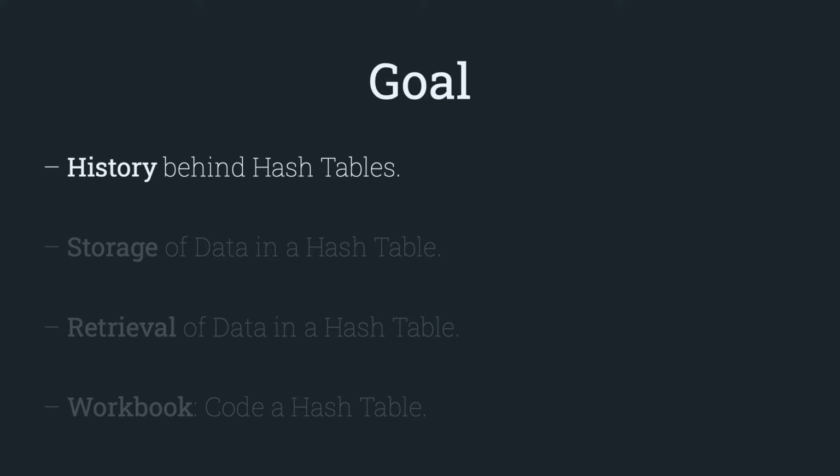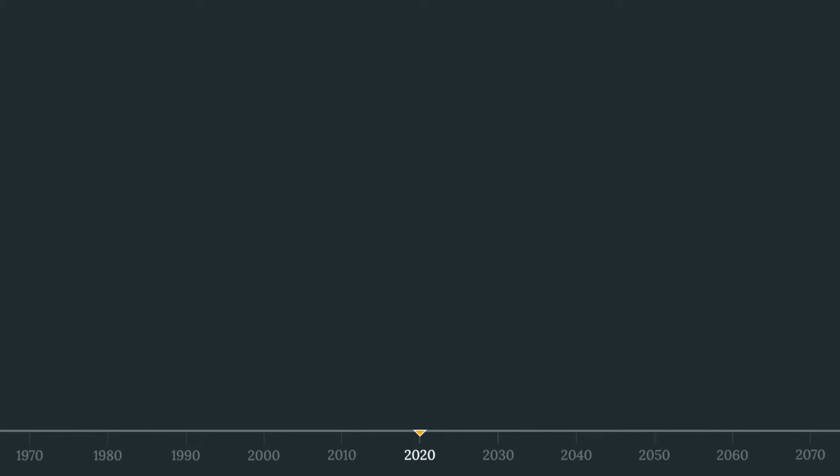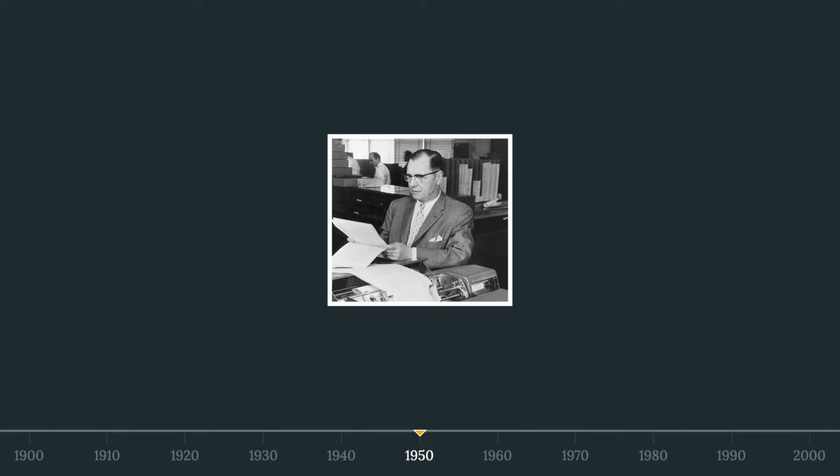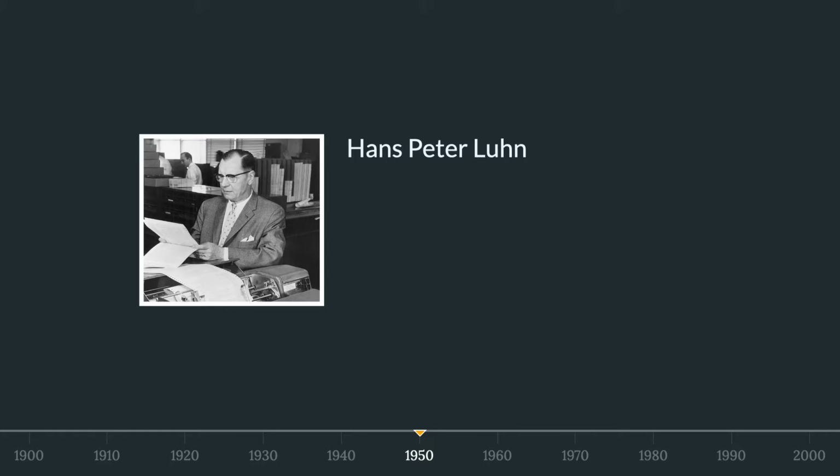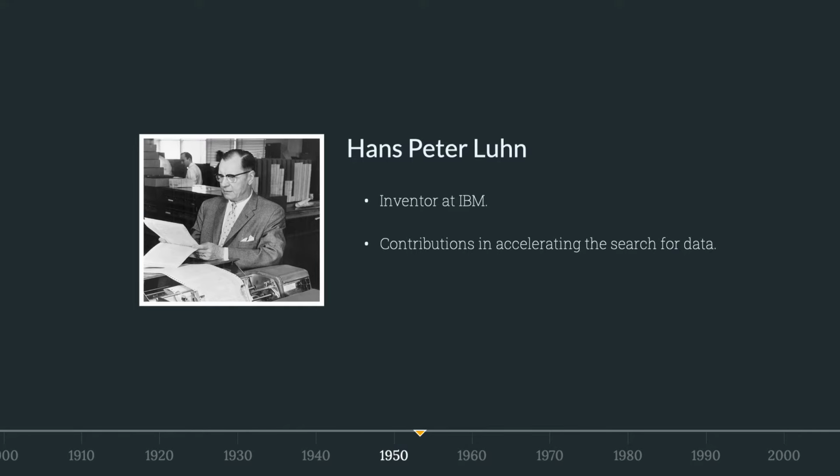We will begin with some historical background because we cannot discuss hash tables without traveling back to the 1950s and introducing Hans Peter Lund. Hans was a mathematician and an inventor at IBM. As an inventor, he had the freedom to tackle any problem that he liked. But his contributions in accelerating the search for data were nothing short of revolutionary. In 1953, he proposed the model for storing information inside buckets, which is considered a precursor to the hash tables that we widely use today.